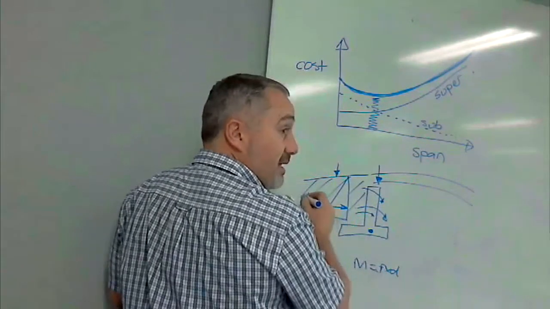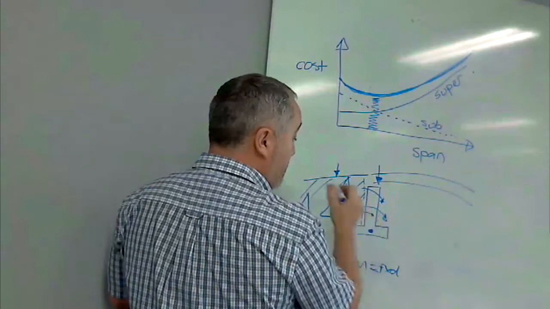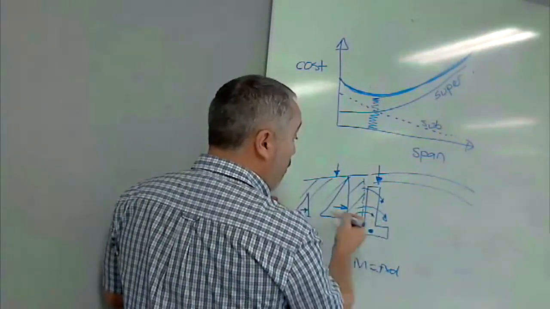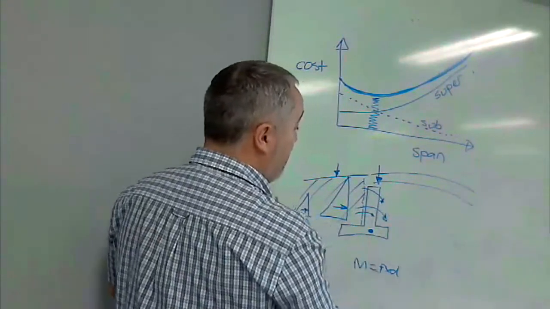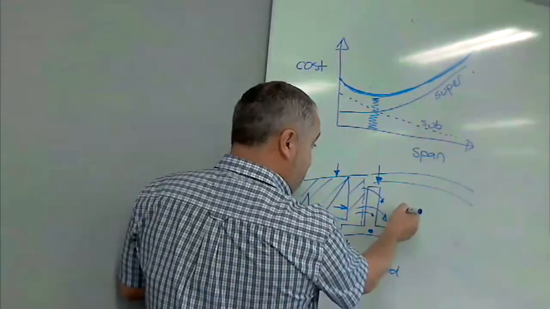Because of this hydrostatic pressure, they tend to put granular material or hollow blocks to try and get rid of the water, so that you get a little extra pressure pushing on the retaining wall, to try and counteract it going the other way.